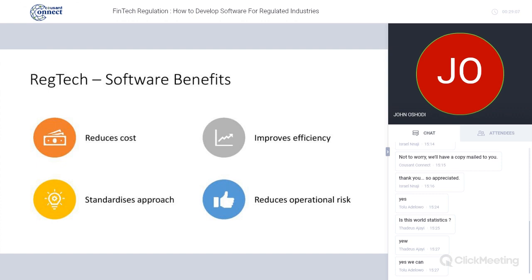It also standardizes your approach. A few of us on here are software developers, and having a standardized way of doing things, we know that helps. So ultimately, if you standardize the way that you do your software development and include RegTech, wear a RegTech hat when you are writing your software, that will mean that things get standardized within your organization. It means that you then start to reap the benefits as time goes on.